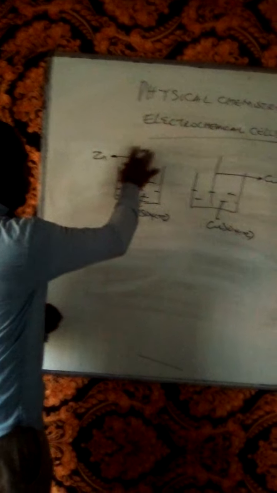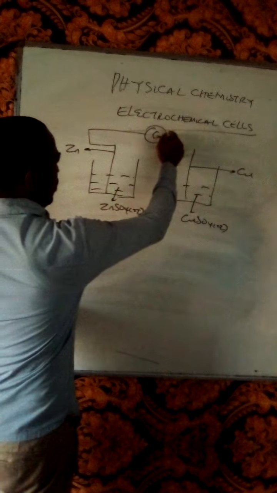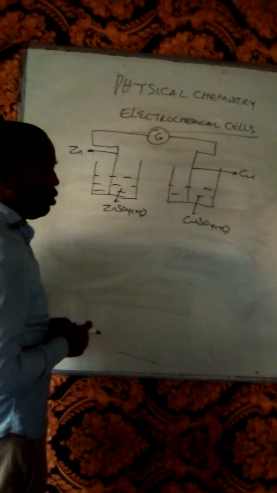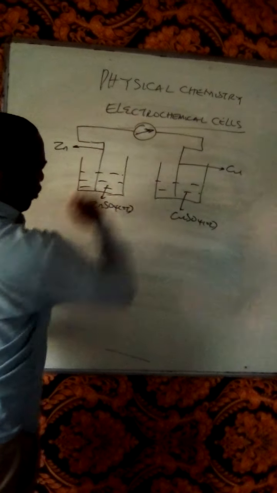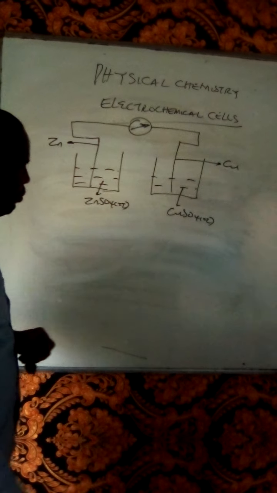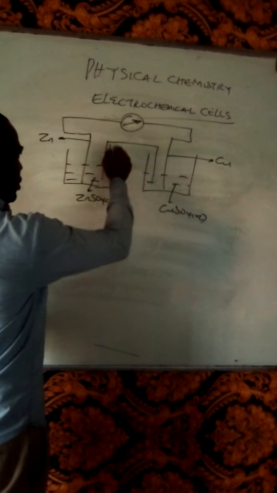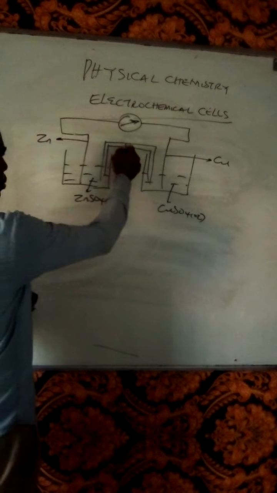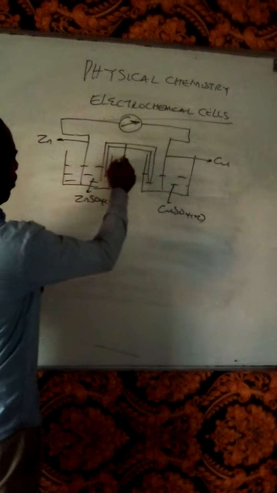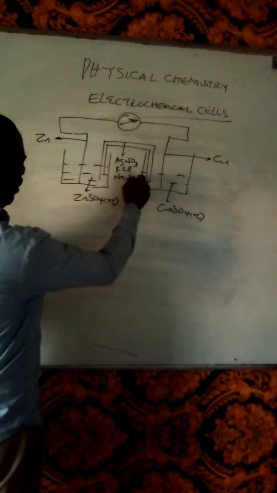Then these metals are joined to each other by means of a wire. This is the galvanometer, which indicates current flow, electron flow from anode to cathode, from the zinc strip to the copper strip. Then we have a tube that joins the two containers. Inside this tube, we have a gel or a liquid which is not a common salt. For instance, we have silver nitrate, potassium chloride, or sodium sulfate as electrolyte inside this.